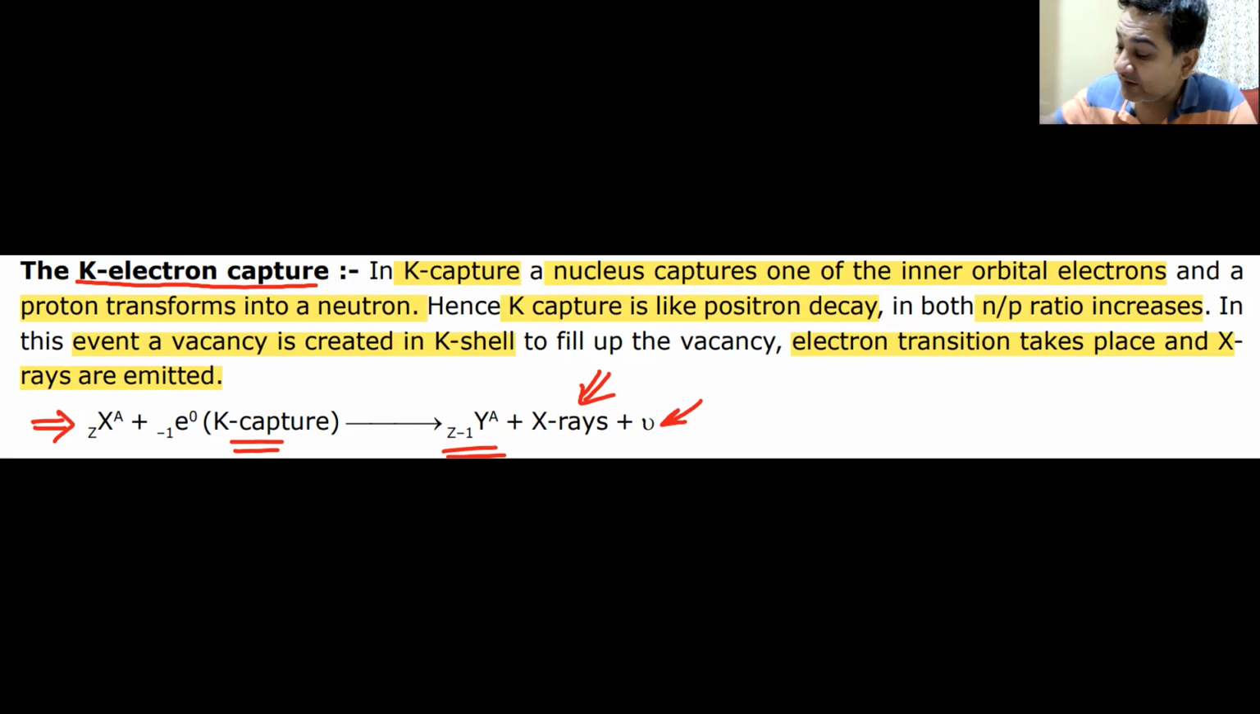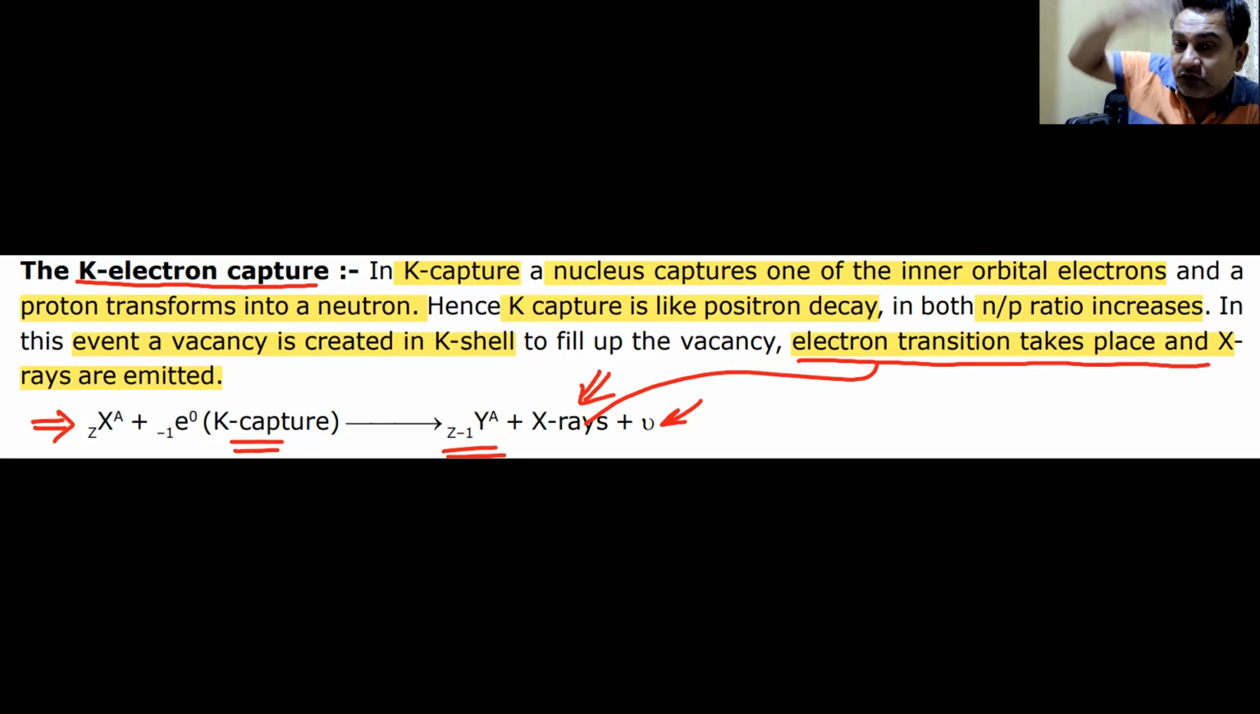From where are these X-rays coming? From electrons. From the electron transition that takes place from a higher shell to a lower shell, electrons will be transferred, and that is how these X-rays would be emitted. Do we understand this? Yes, sir.